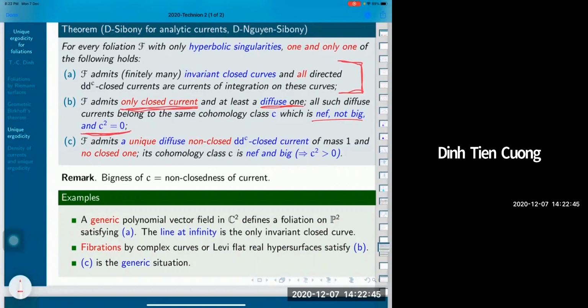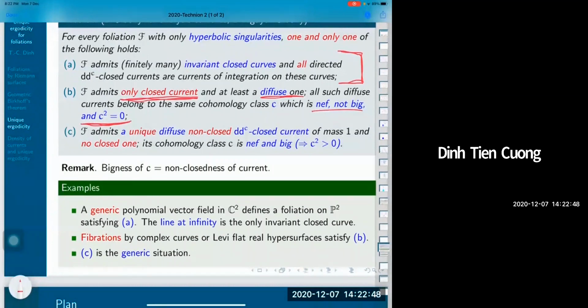And the last situation is the generic situation, given by the last theorem. So in this situation, you have a unique diffuse non-closed ddc-closed current of mass 1, as in the last theorem. And in this case, the cohomology class is nef and big. In particular, c squared is positive. So looking at the cohomology class of this current, you can see if the current is closed or only harmonic. Okay, so if you remove the hypothesis that I gave before, then you can classify the situation. You only have these three possibilities.